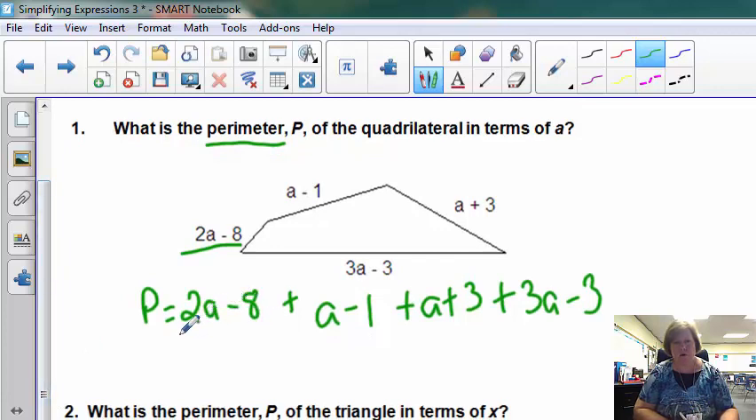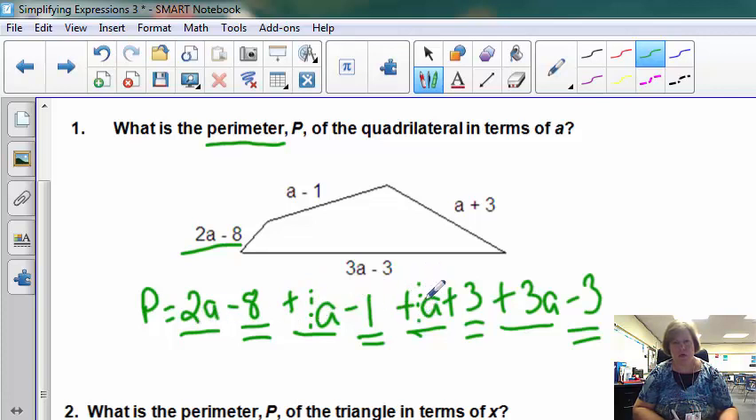Alright, so we're looking for our like terms. So we have here our A terms, and then we have our numbers, and anytime you have numbers without variables, they are like terms. So we're just going to do that arithmetic. That's going to be 2 plus the understood 1 plus 1 more. So 2 plus 1 is 3, plus 1 is 4, and then 3 more, 4 plus 3 is 7. So that's going to be 7A.